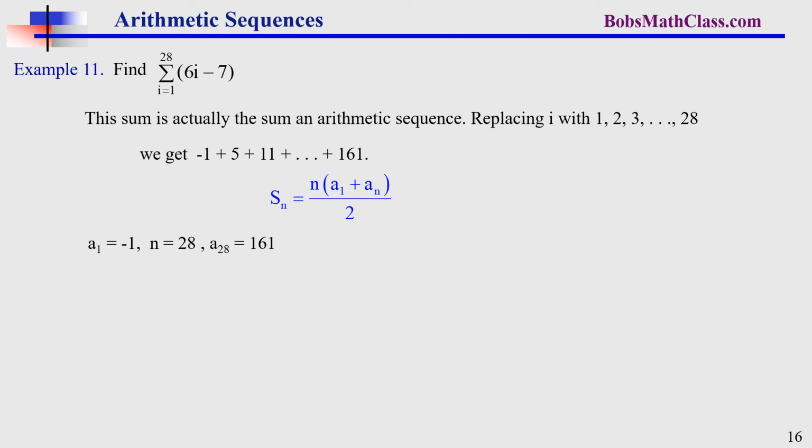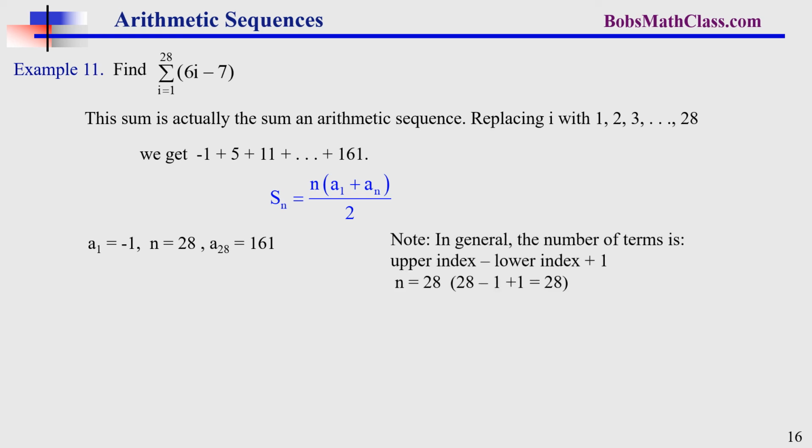So here's a formula that we're going to need. In general, the number of terms is the upper index minus the lower index plus 1. So in this case it's 28 because 28 minus 1 plus 1 is still 28. But if it doesn't start at 1, you definitely want to use that formula. It's going to be the top number minus the bottom number plus 1. That'll give us a number of terms.